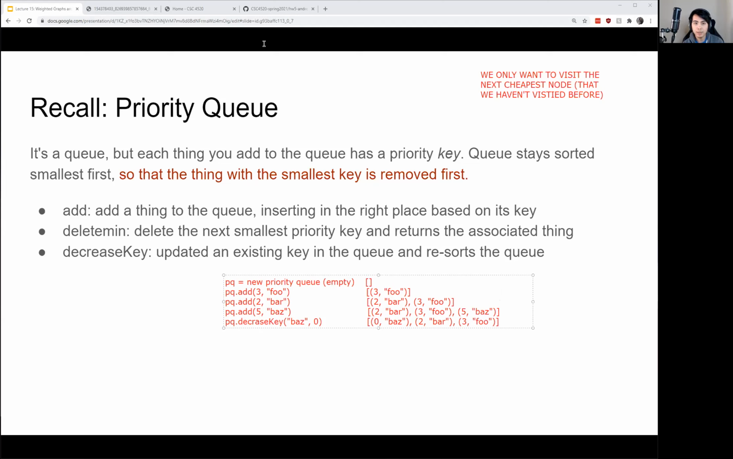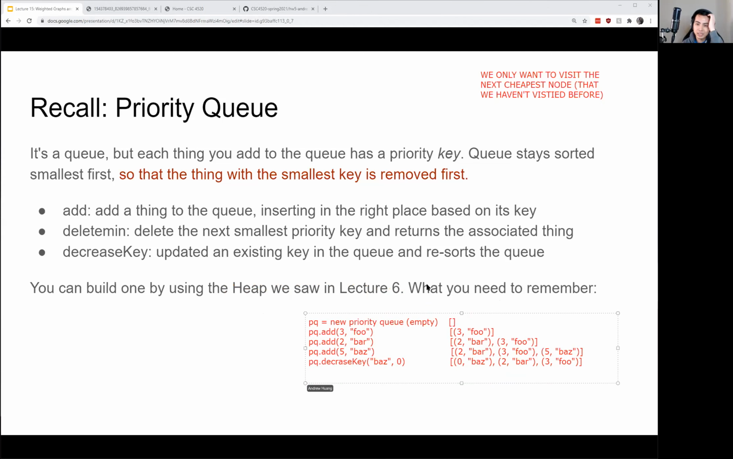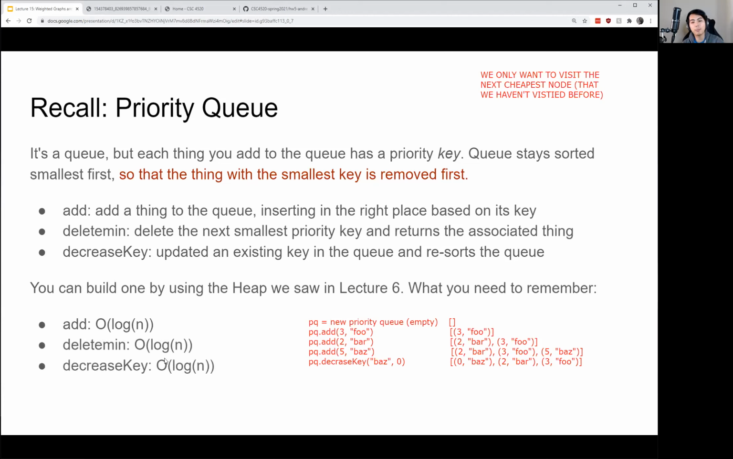Okay. The important thing you need to remember is that you can use a heap, the min heap that we saw in lecture 6, to build this. And the key to remember is that the add operation is log of n, the delete min operation is log of n, and the decrease key operation is log of n.